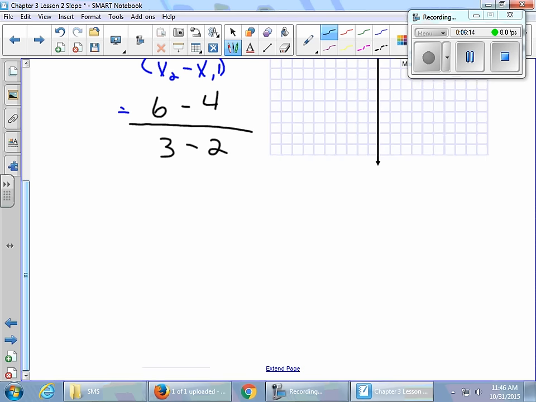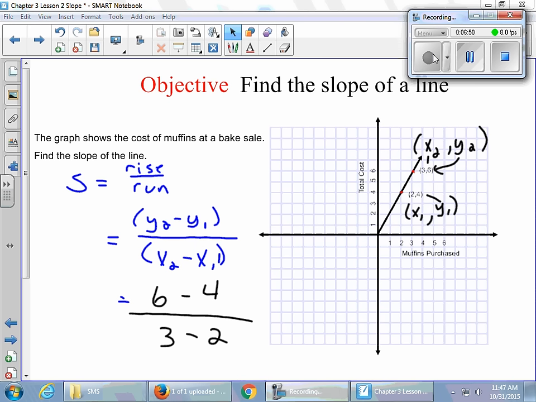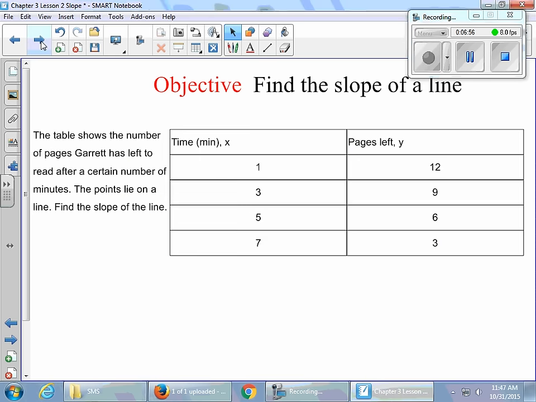Now we're just going to simply do our math. 6 minus 4 at the top is 2. 3 minus 2 is 1. So our slope for our muffins sale is 2 over 1, or simply 2. Either one is acceptable. Okay, as always, if you have any questions, please write them down or review the video as we proceed on to our next slide.